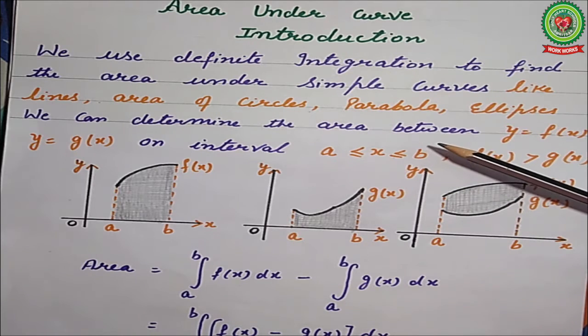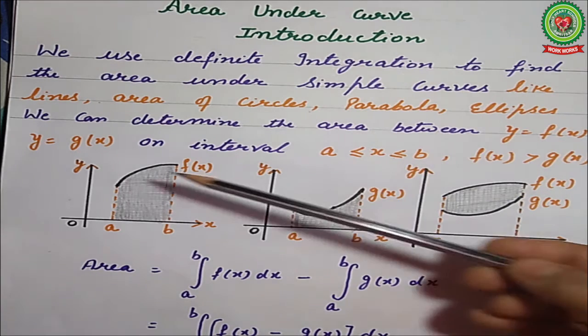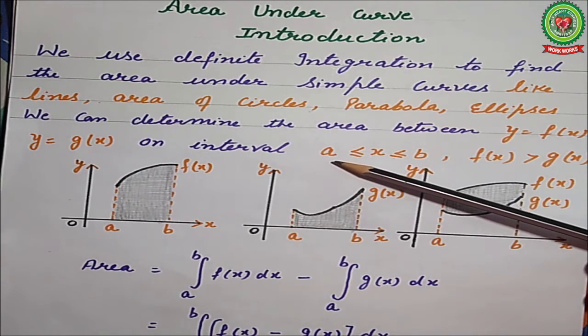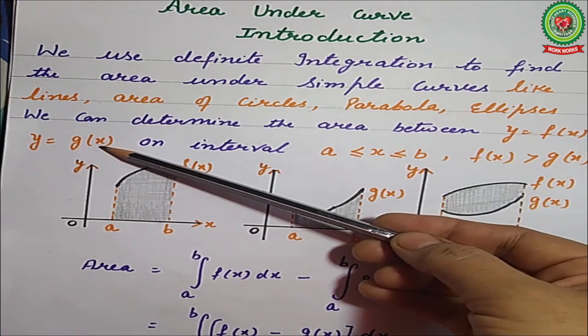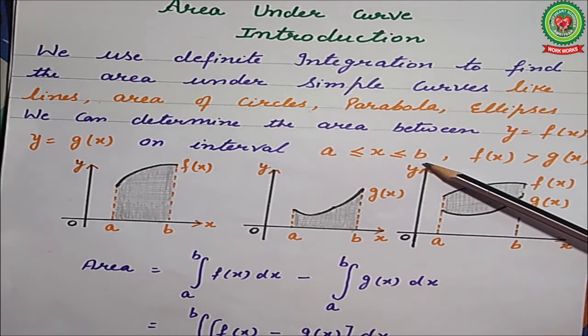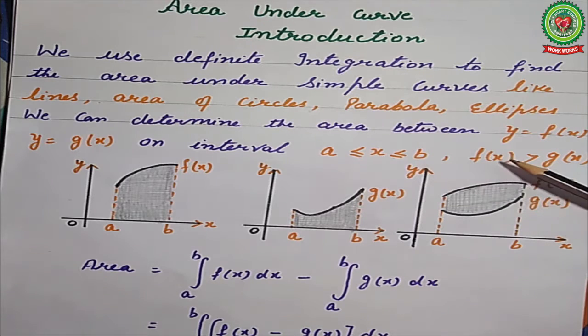We can find out the area when two functions are also there. Let y is equal to f(x) be a function, y is equal to g(x) be another function, and some interval is also given, because the function is in the variable x, so that x lies between a and b. So we have to find out the area for the given period a to b. We assume that f(x) is greater than g(x).